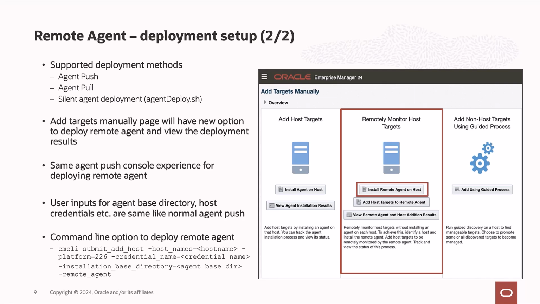Here, we also support the EMCLI and silent method for remote agent deployment. Once the remote agent is successfully deployed, you can review the deployment results by clicking on View Remote Agent and Host Addition Results.